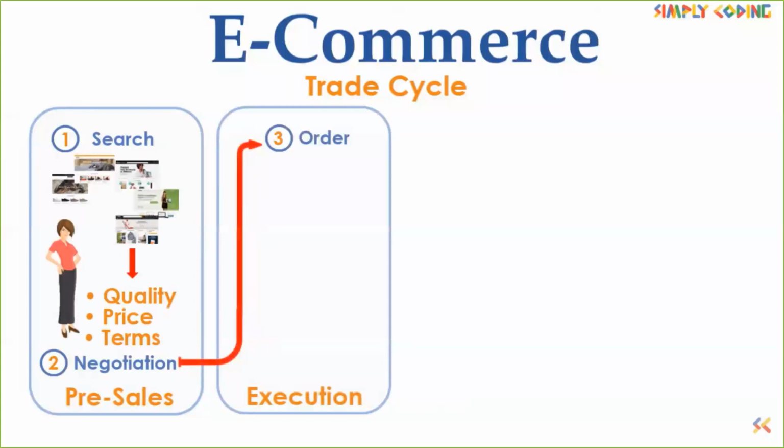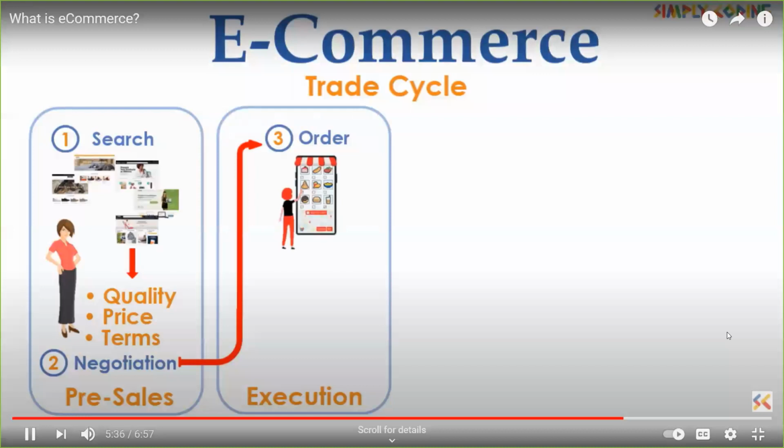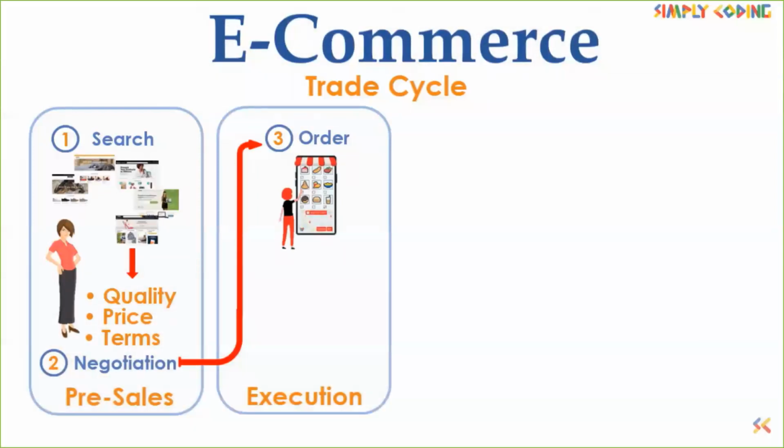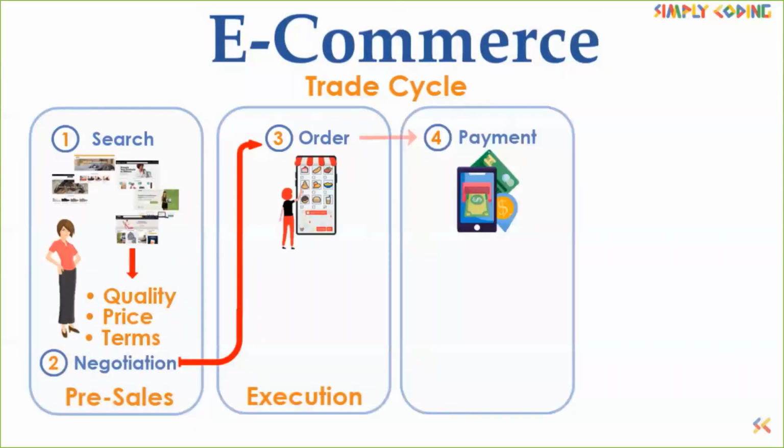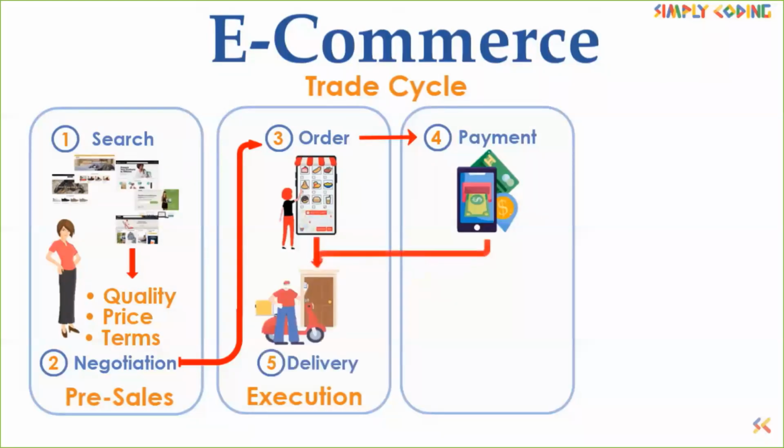Next step is execution. First, it consists of order phase, where customer places an order for the selected product. At this phase, he might do the payment upfront or he might do the payment after the delivery too. In delivery phase, the supplier processes the order and then customer receives the delivery of the product.